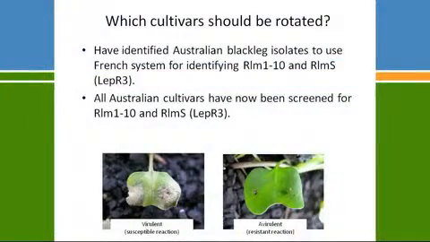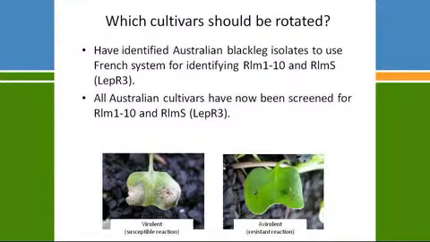We ran a whole heap of trials, and I haven't got time to go through them, but we found that by rotating different resistances, you can certainly manage the disease. If you grow one canola on its own stubble, you get a much higher level of disease than if you grow different cultivars each year. So this is the idea we put out.